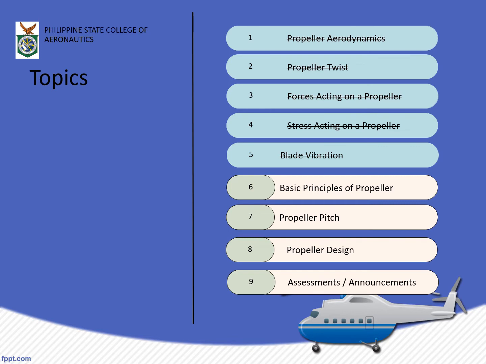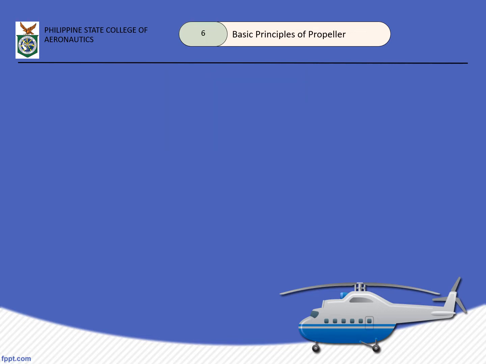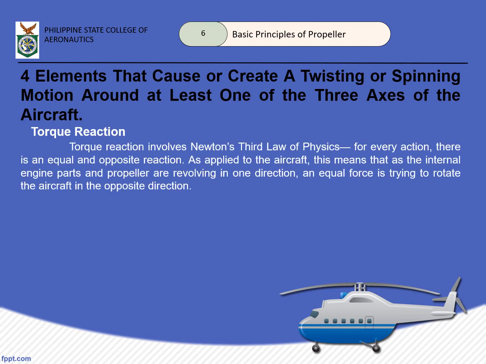Now that we are done with the blade vibration, we will now discuss the basic principles of propeller. So we have the four elements that cause or create a twisting or spinning motion around at least one of the three axes of the aircraft. So we have torque reaction, corkscrew effect, gyroscopic action, and asymmetric loading, also known as P factor. So the first one is torque reaction.